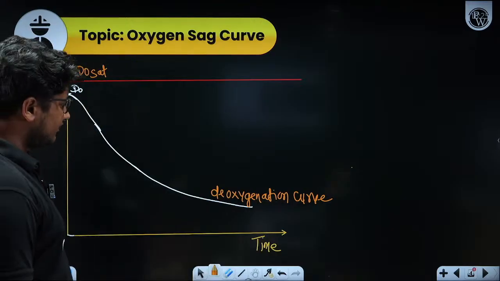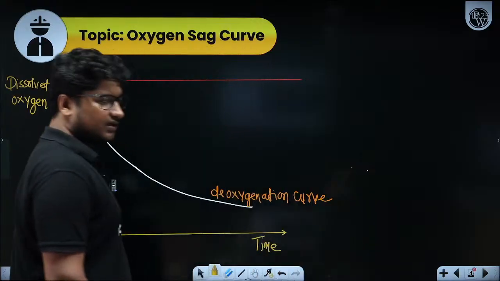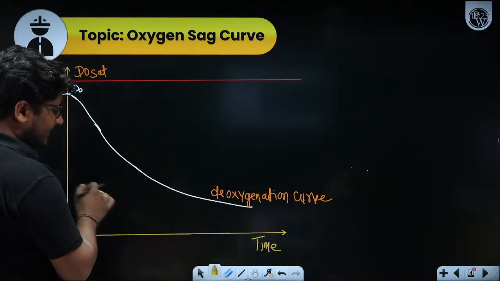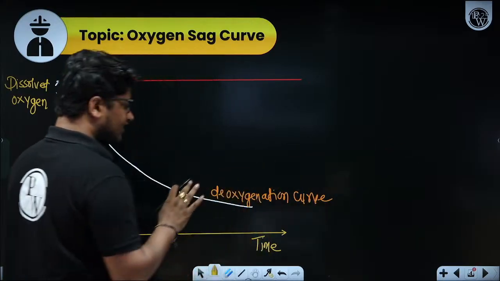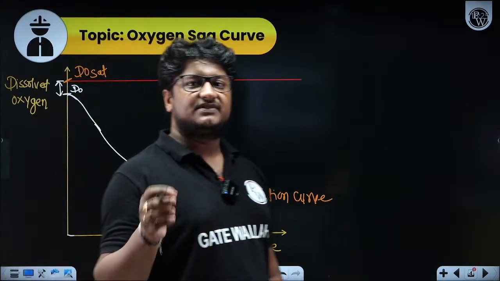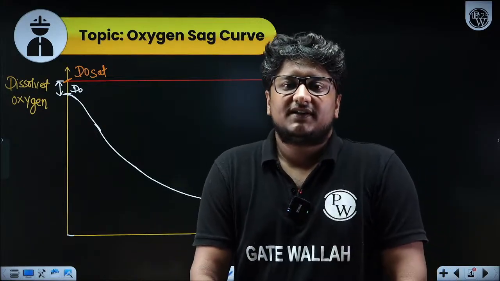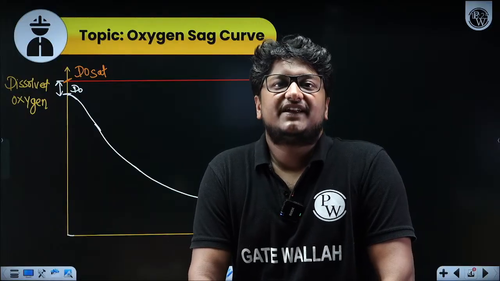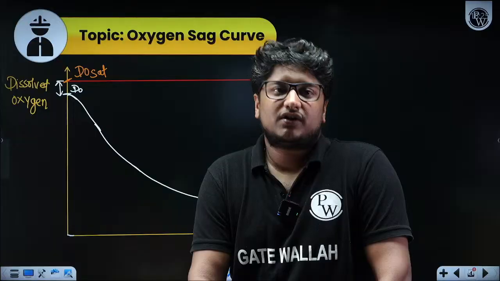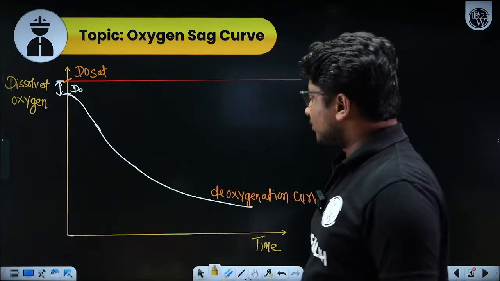Deoxygenation curve. At the same time, when this deoxygenation is happening, simultaneously the self-purification capacity will also work. And because of that, a reoxygenation process is also taking place.